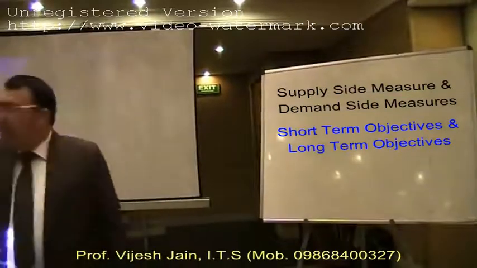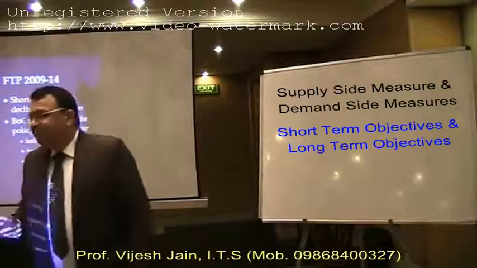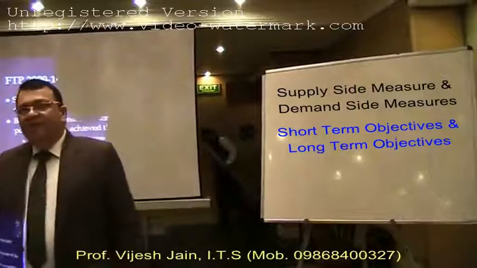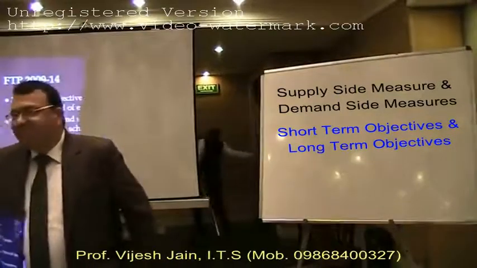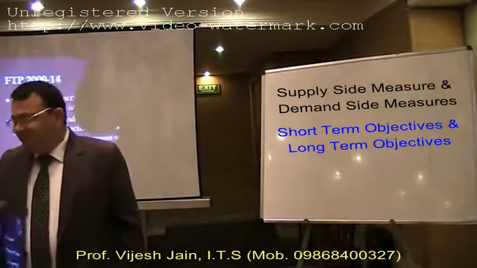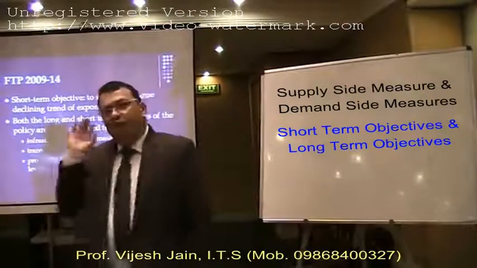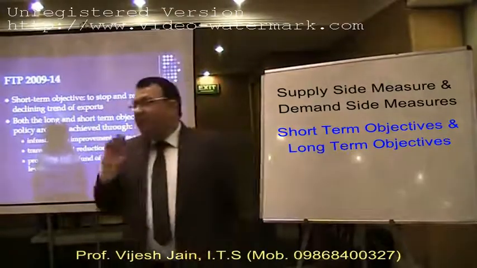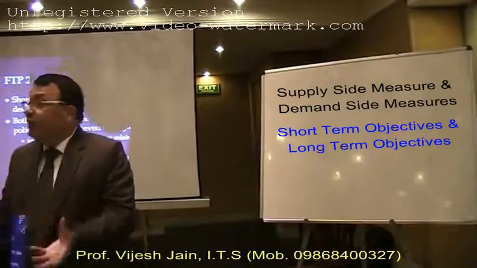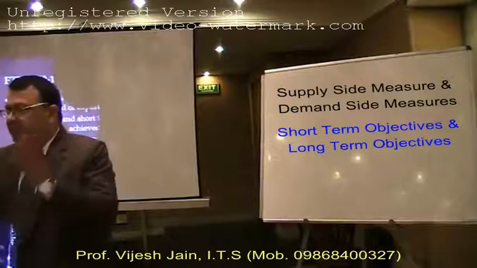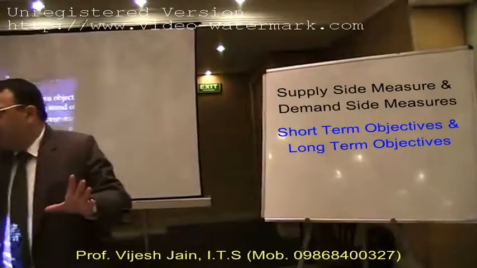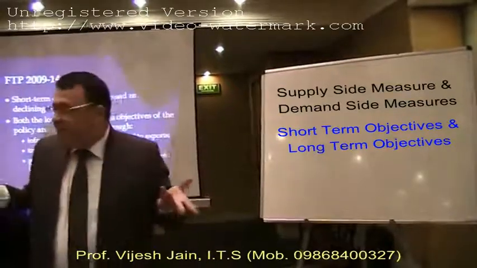See, when you do marketing, you have two things. One is the front end, one is the back end. What is the front end? Dealing with the customers, right? And what is the back end? Manufacturing, supply. Similarly, there are two things, demand side and supply side. The objective of both is to increase business, right? Increase business means increase exports. What is demand side? Doing something which the buyer demands. What does the buyer demand?